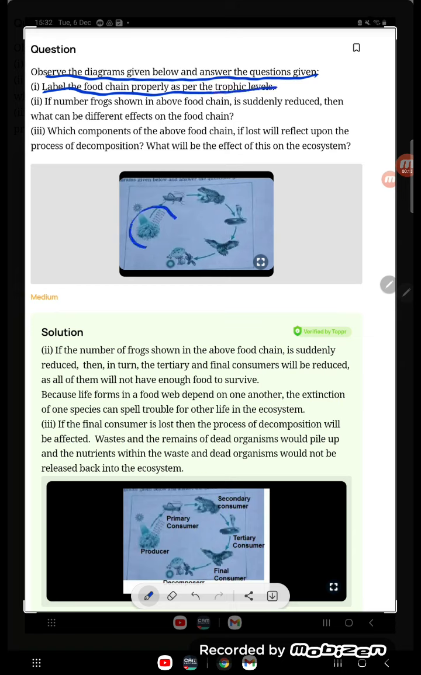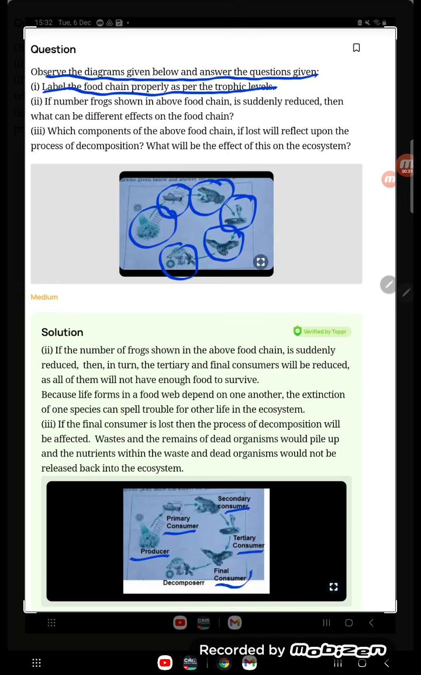So this is the producer, green plants. Then they are primary consumers. This frog is the secondary consumer, the snake is the tertiary consumer, and the eagle is the quaternary consumer. And these are the decomposers. So you can see the producer, in the presence of sunlight, is preparing the food. Primary consumer, secondary consumer, tertiary consumer, and here is the final consumer and decomposition.